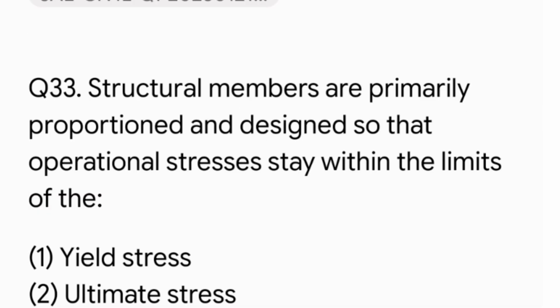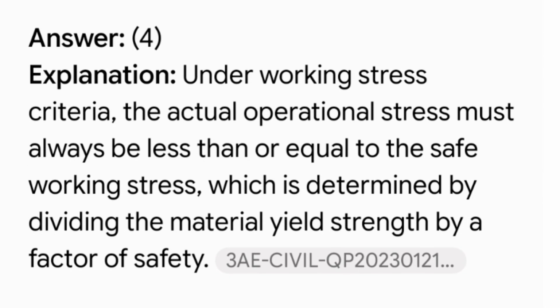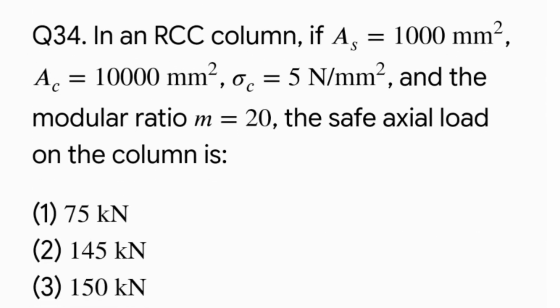Next question. Structural members are primarily proportioned and designed so that operational stresses stay within the limits of the? Correct answer: working stress. Next question. In an RCC column, if As is equal to 1000 mm square and Ac is equal to 1000 mm square, sigma c is equal to 5 Newton per mm square, and the modular ratio m is equal to 20, the safe axial load on the column is?